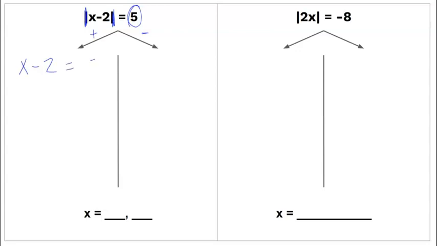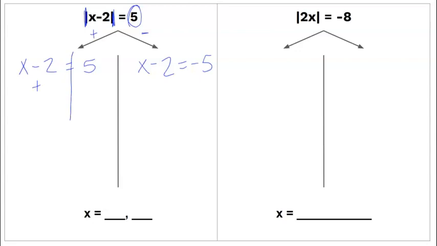and we set it equal to positive 5, because that would be 5 jumps to the right from 0. And then we're going to do the negative case, where we take that piece inside the absolute value bars, x take away 2, but we set it equal to negative 5, for when we jump to the left. So we're always going to have the positive and the negative case. And then we just solve the equation like normal.